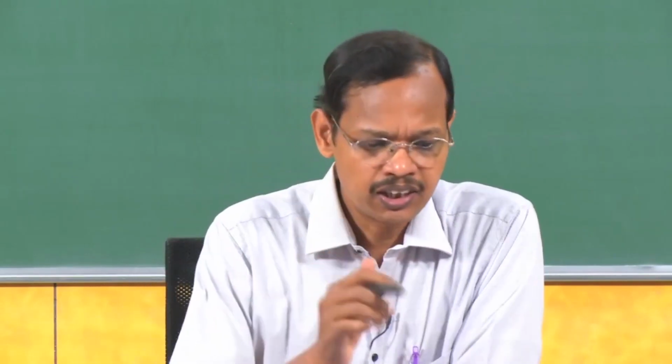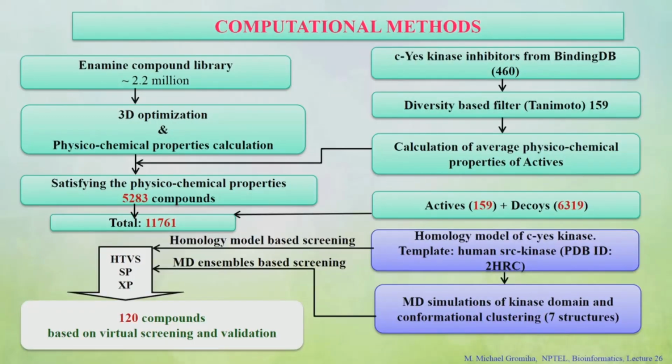First we get the Enamine library of 2.2 million compounds. We need to optimize them and check all the parameters, whether they are stable and fine or not. Once we optimize, we can calculate the various physicochemical properties, for example, molecular weight, hydrogen bond donors, acceptors and the molar refractivity, right. This is with the ligand.